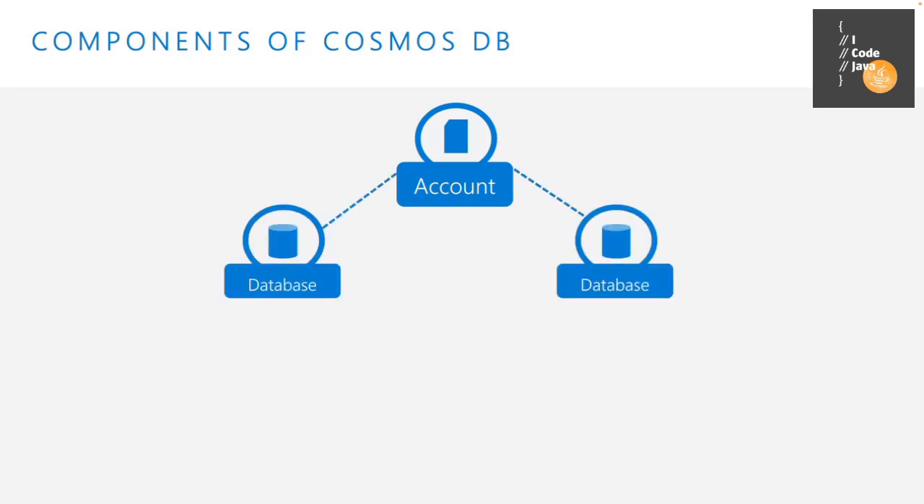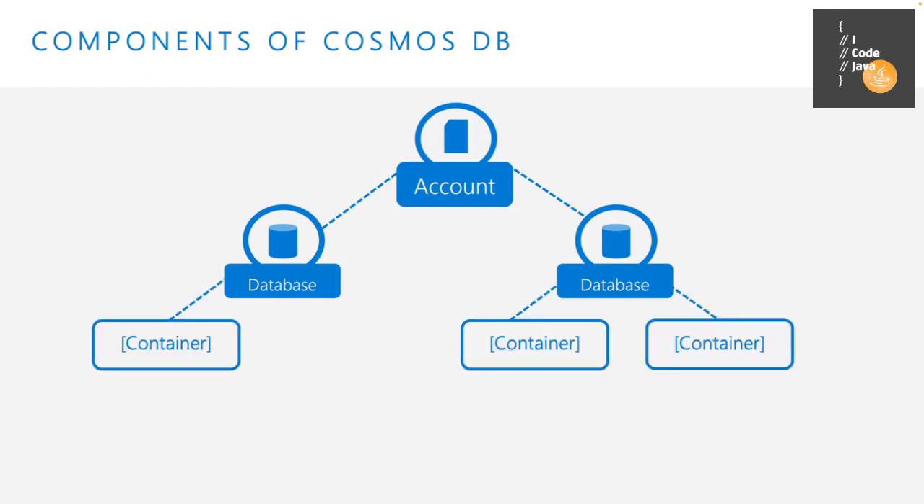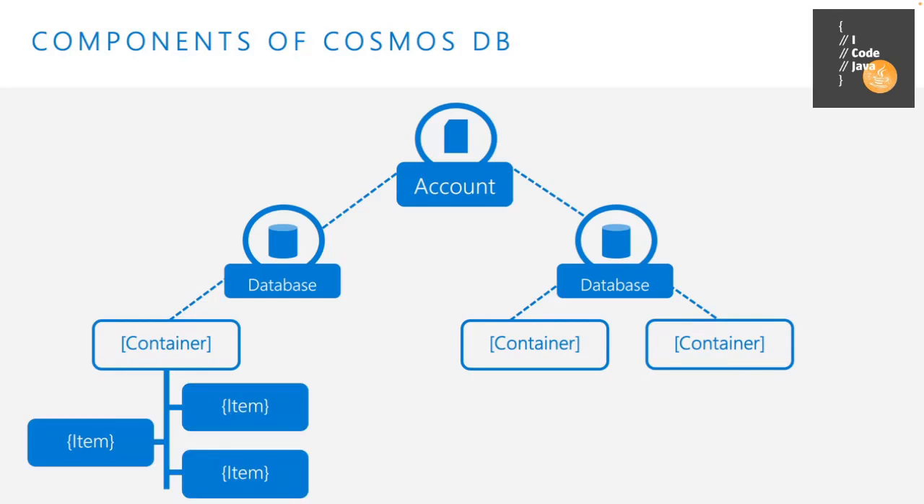Then we've got databases within there. Databases are logical constructs where we can set throughput if we want to, but we can also define security. And then we get the container. The container is kind of like a table, if you will. Obviously this is the NoSQL world, so we don't have tables per se. And then within those containers we have items.